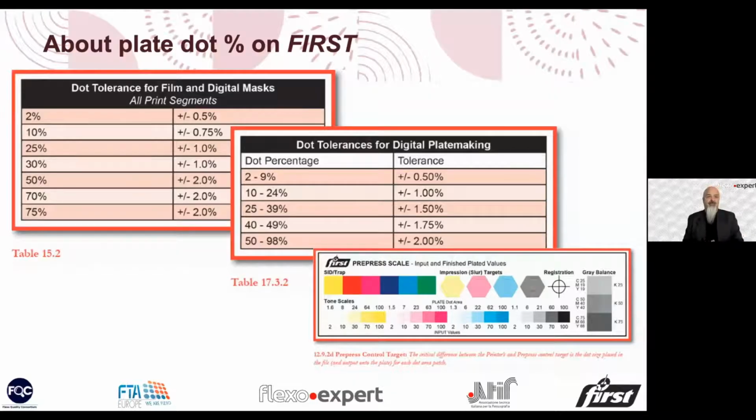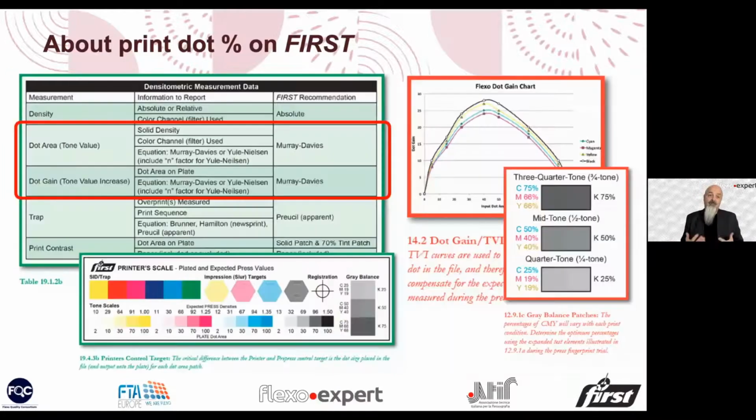FIRST refers to dot percentage and tolerances in plate making in different chapters. Here you can see the suggested values for films and digital masks in digital plate making and how these values are indicated on prepress scale and control targets. When referring to printed dots, FIRST gives us many other useful recommendations about the expected printed values, their tolerances, and the way to measure them. You can notice here that FIRST recommends to use Murray-Davis to measure dot area and dot gain. What is this Murray-Davis?